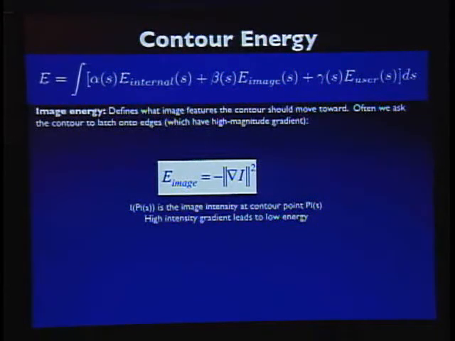But I'd like to emphasize, this is just one possibility for what you can do. You can have this E image encode the fact that you want to have, for example, polka-dotted regions on the inside and plaid regions on the outside. Stripes on the inside and snow on the outside. Whatever it is you want.